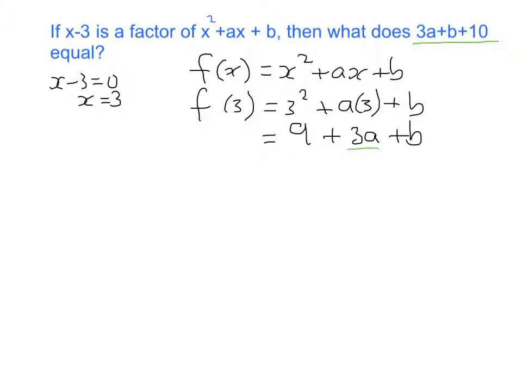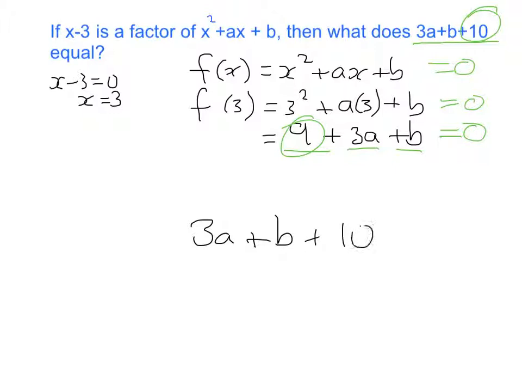We've got 3a plus b plus 9 is equal to 0. Okay, we should define that. That's all equal to 0 if it's a factor. So all of that's equal to 9. So if we're going to be plussing 10 instead of plussing 9, that'll tell us that the answer to our question will be 1. So 3a plus b plus 10 will equal 1, simply because it's 1 more than that. Okay, next question.